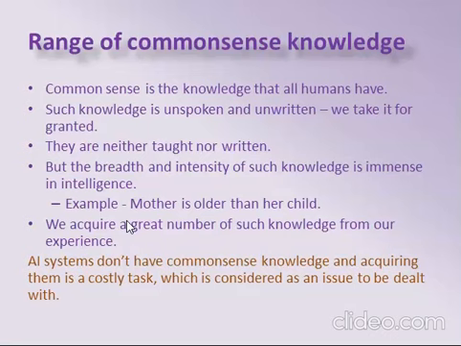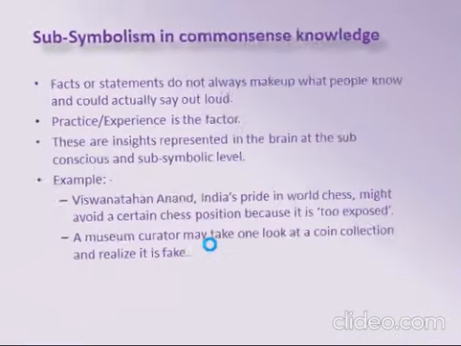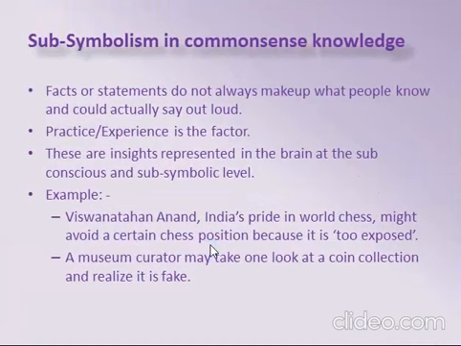So it is a complicated task, a Herculean task. The range of common sense knowledge is very vast. Recording such knowledge, which is not recorded or written in the human case, has to be done in the case of machines. So this is a costly task. This is the second problem for knowledge representation. And subsymbolism in common sense knowledge is the third one.